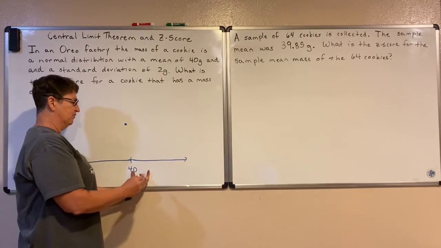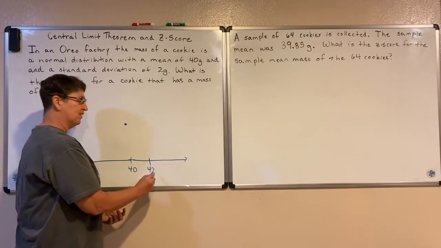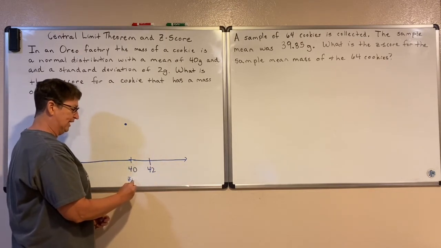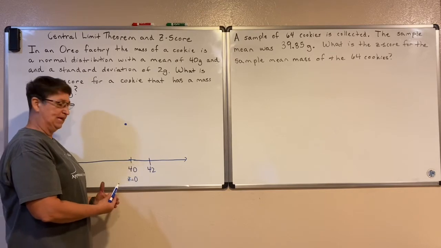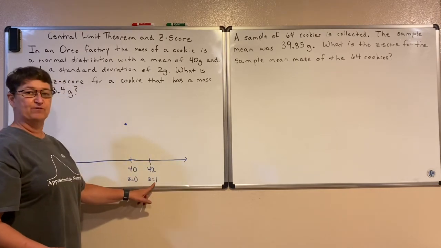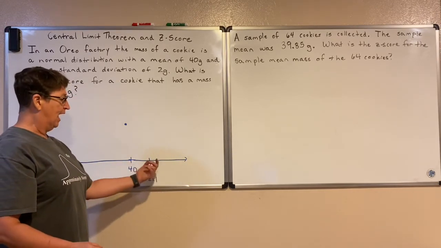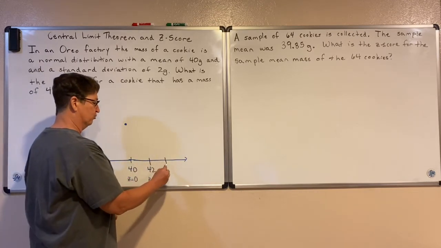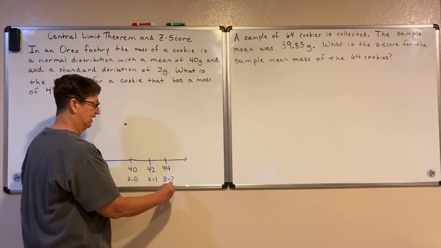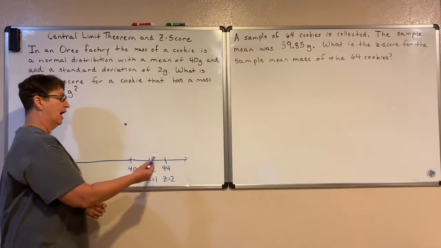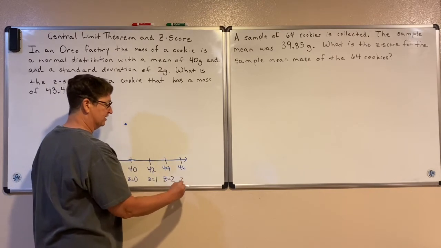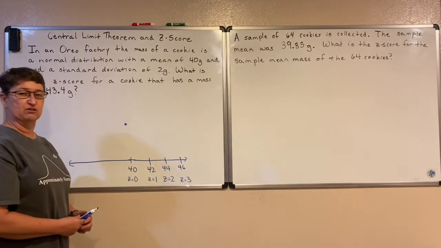So above the mean, at 42 grams, that's one standard deviation above the mean. We say that the z-score of our mean is 0. We're right at the mean. The z-score for 42 is 1 because that's one standard deviation above the mean. I'm going to add another standard deviation on there so that we're sitting at 44 grams. That is 2 standard deviations above the mean, so we say that z-score is 2. I'm going to do that one more time, add 2 on, and that is 3 standard deviations above the mean.